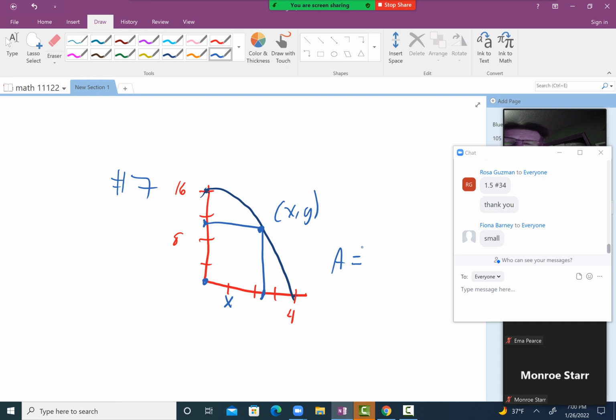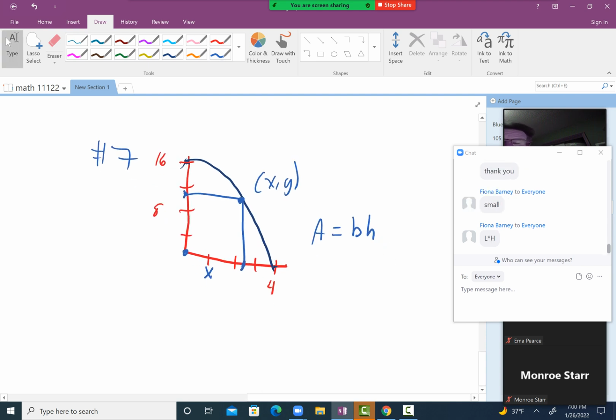Base times height. Yeah, base times height, length times width, however you want to think of it. Good job. So if the base is down here at the bottom, then that would definitely be an x there, okay? The height is the other thing we're not sure about. But if we look at this, there's my height, right? Well, that's just your y coordinate. So I'm going to put that in there for now.